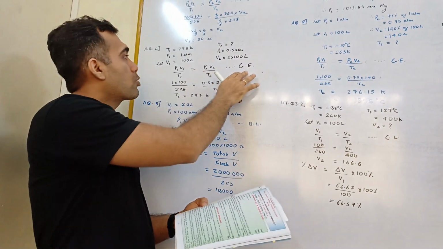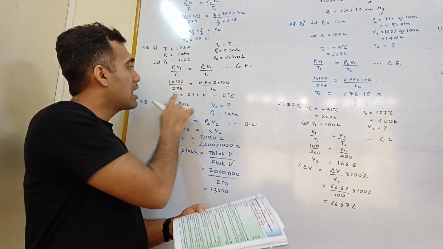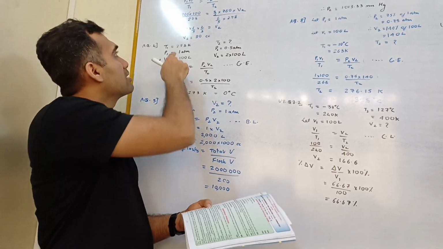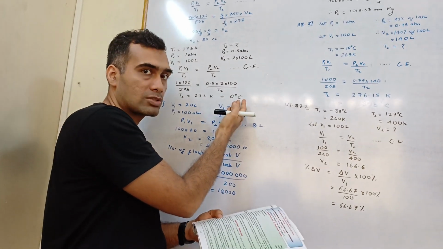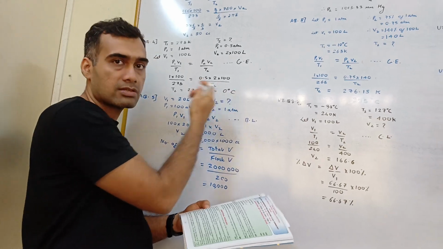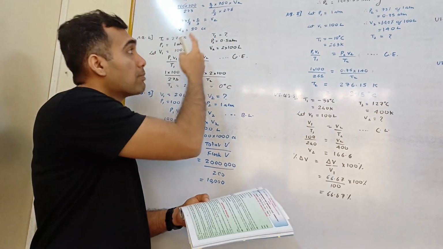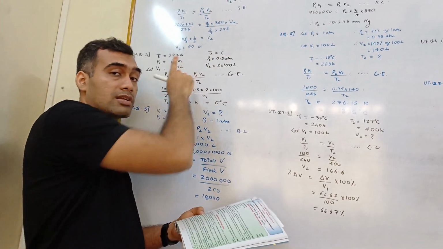So again, gas equation, substitute all the values and you get the same answer as the initial temperature. The final temperature is again 273 Kelvin, which is 0 degrees Celsius. Don't forget to convert it to degrees Celsius in the end. So this means that if you double the volume and half the pressure, temperature remains the same.